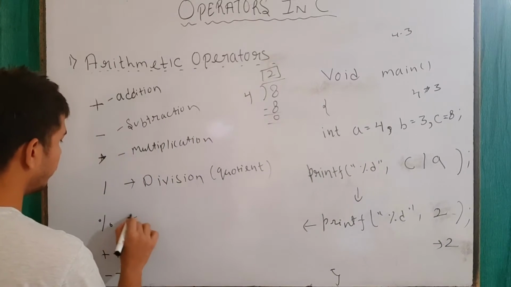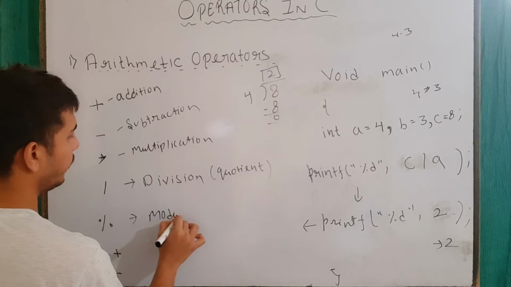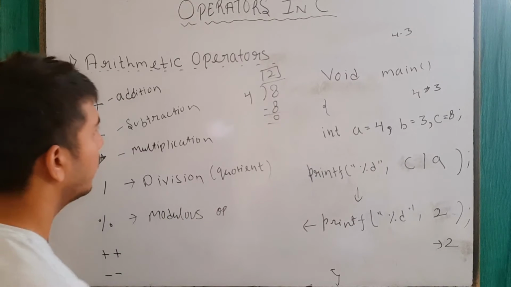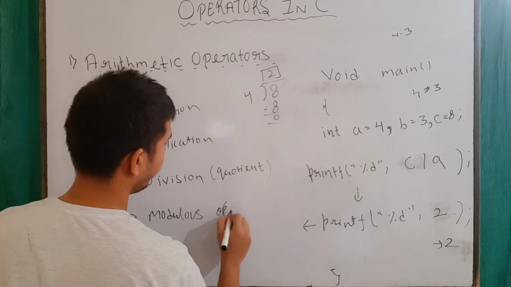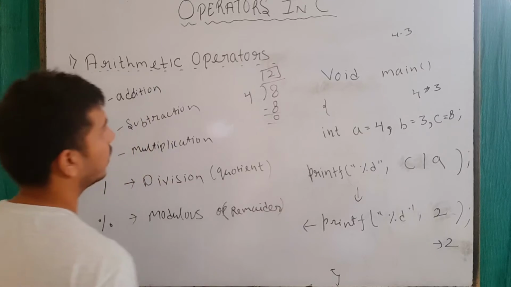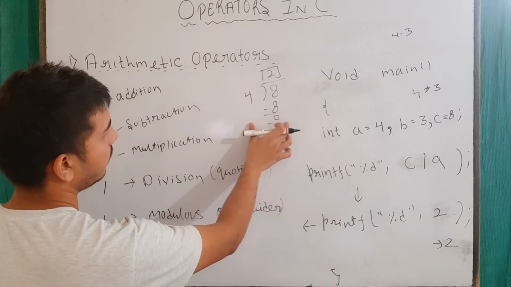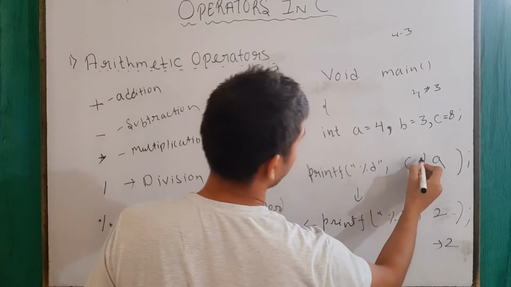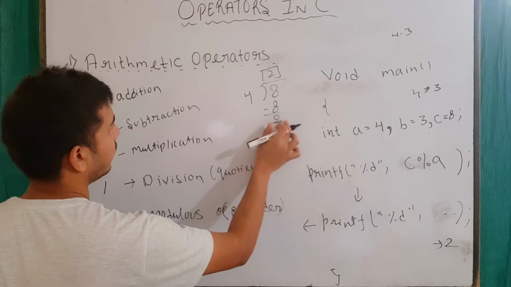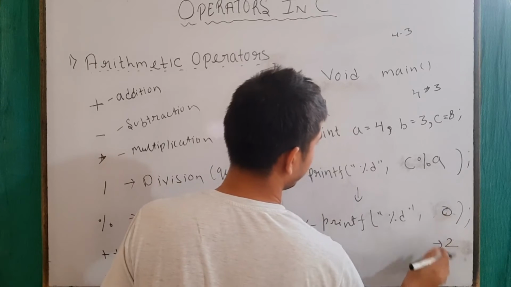Now another thing, the modulus operator. This might be new for you. What it does is tell the remainder after we divide. For example, for the same thing, if I use modulus here, then our output will be whatever remainder is left, that is 0.